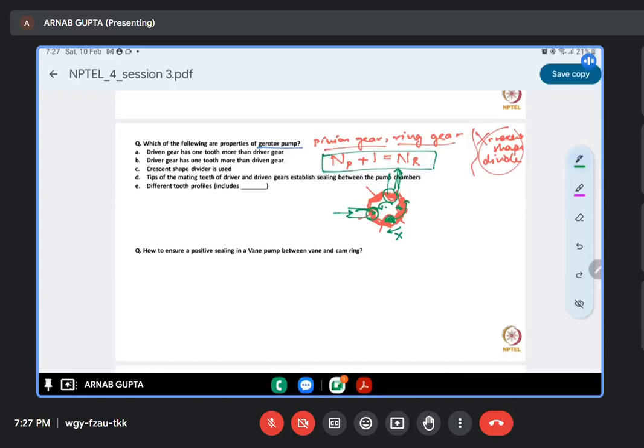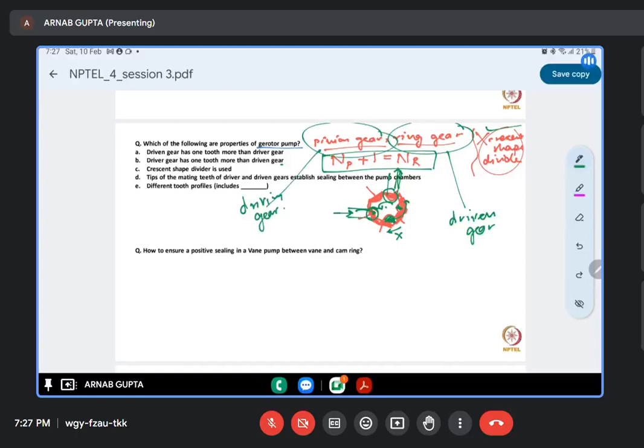So to overcome that clearance, we have to put this crescent shape divider. Driven gear has one tooth more than the driver gear? No, this is absolutely not possible. Also, driver gear has one tooth more than the driven gear? Oh, sorry, I just said the opposite thing. The outer gear is the driven gear. So this ring gear is basically the driven gear, and the pinion gear is your driving gear.